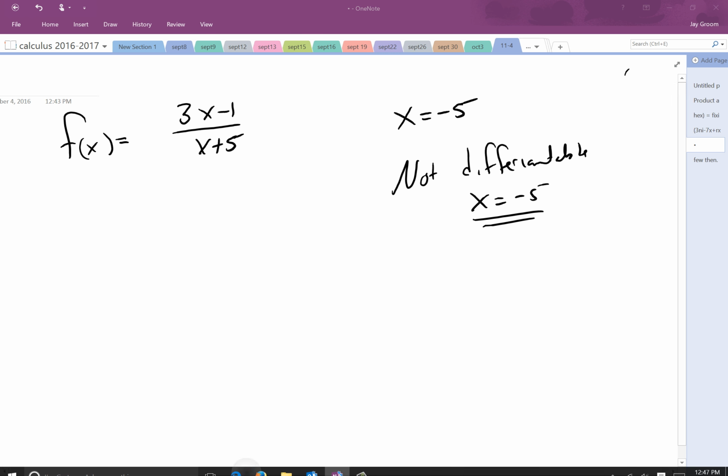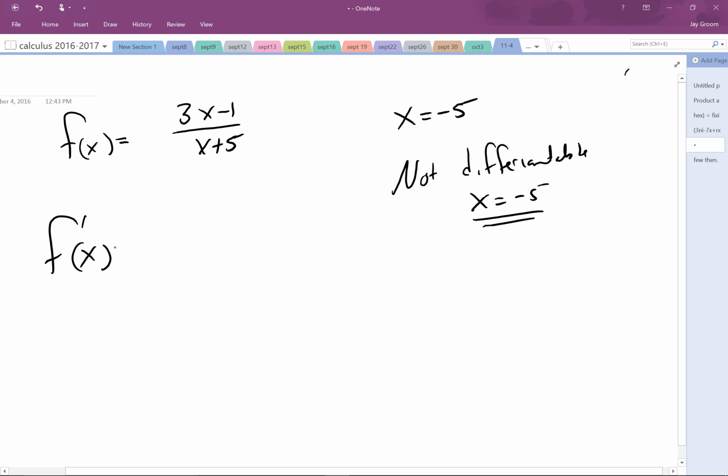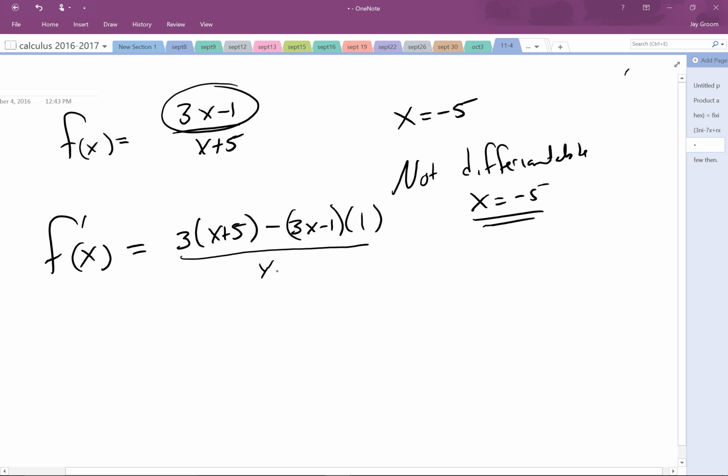Now, let's go back and do this problem over here. The recipe says take the derivative of the numerator. What is the derivative of that thing? 3 times the bottom plus the top times the derivative of the bottom. What's the derivative of the bottom? Oh, thank you, minus. Times the derivative of the bottom, which is 1, all over the bottom squared. Dude, I told you x plus 5 would be down here. Didn't I? I believe I did tell you that.